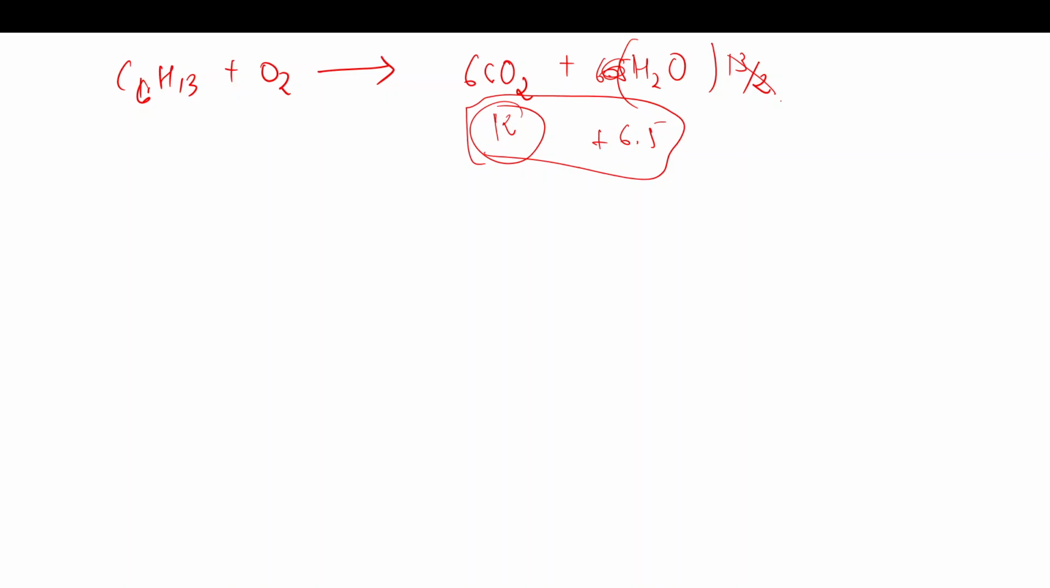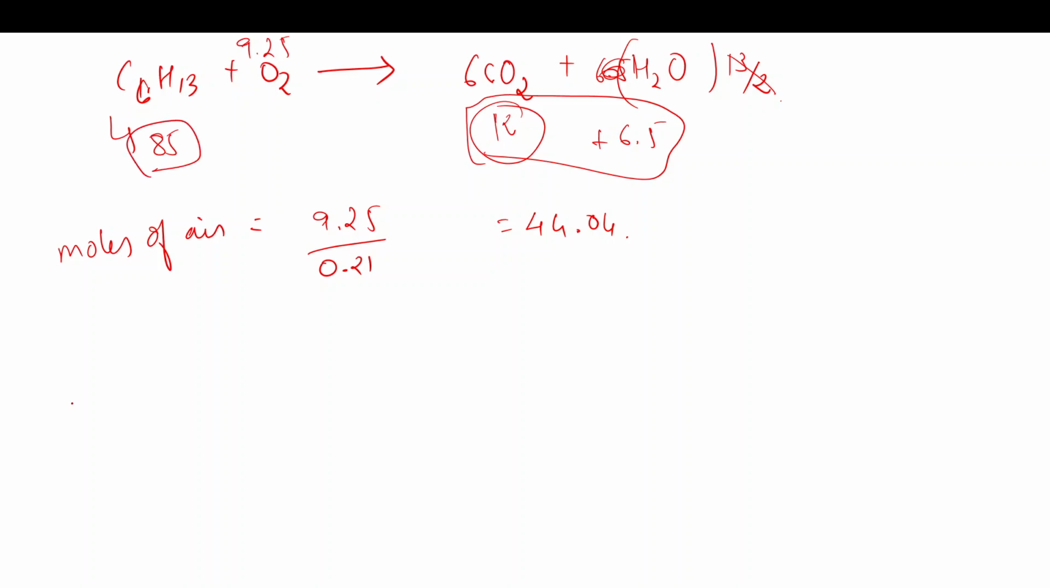Okay, so divide by 2. Yeah, 9.25. Sorry, 18.5, yeah, 9.25. So moles of air will be 9.25 divided by 0.21, which will come out as 44.04. Okay. And the molecular mass is 6 into 12 plus 13, 85.